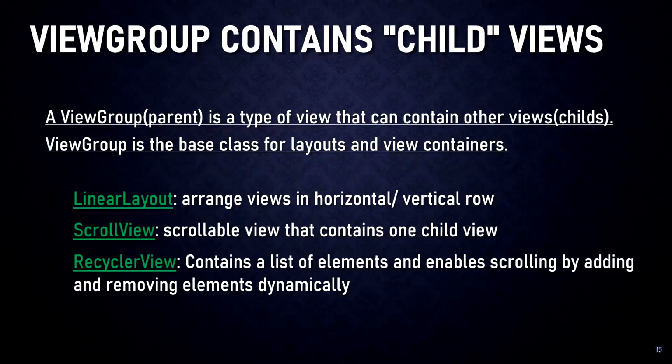For example, linear layout arranges views in a horizontal or vertical row. You can specify that based on your interest, whether it's horizontal or vertical. Scroll view is any view that is scrollable, and it contains just one element or one child view. Recycler view contains a list of elements and also enables scrolling by adding and removing elements dynamically. That's the difference with scroll view. Scroll view only contains one element. We will see the practice of this scroll view in our demo part today.